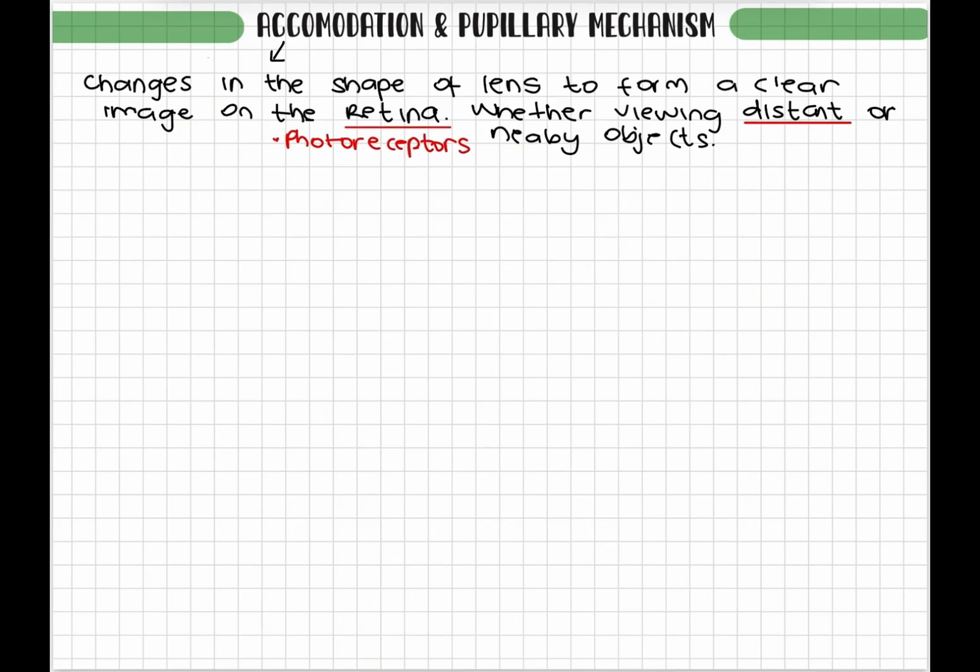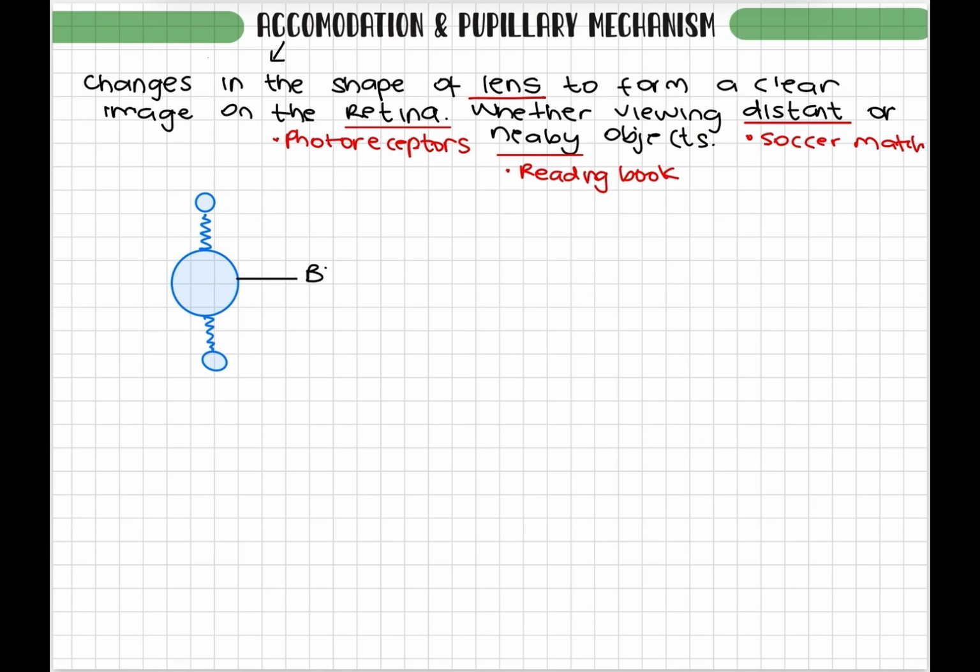So when it's coming from a distant object, they usually say a learner is watching a soccer match from a pavilion, etc. And when it's from a nearby object, they usually say the learner is reading a book. And because it is changes on the lens, the lens is a biconvex structure that can either be more convex or less convex. Now when you look at accommodation, there are parts that are involved as drawn here.